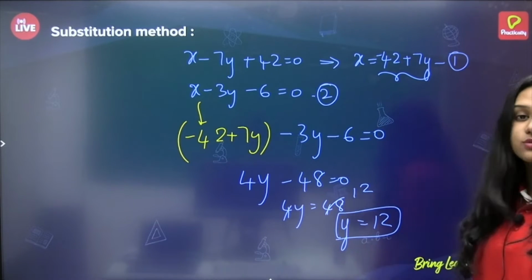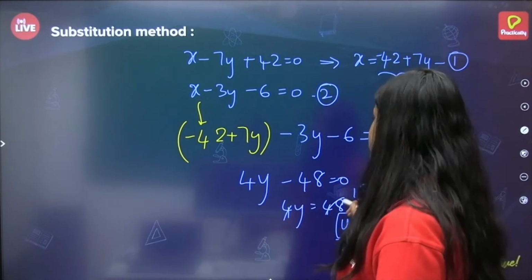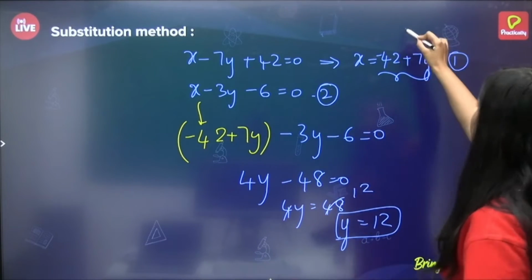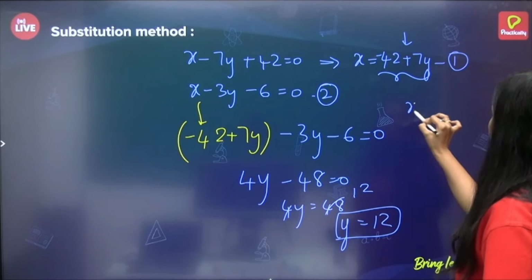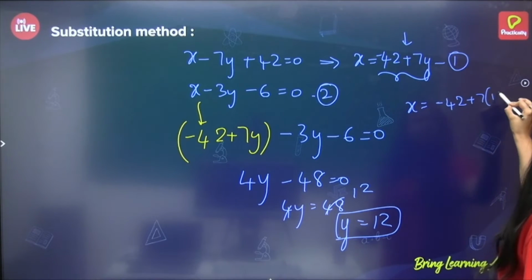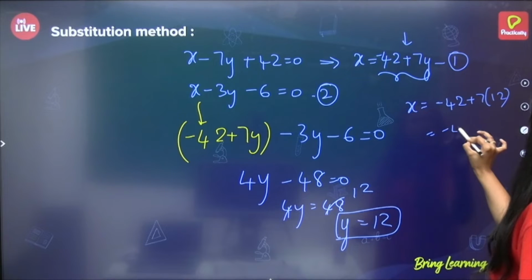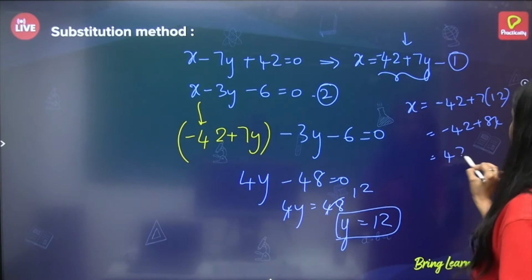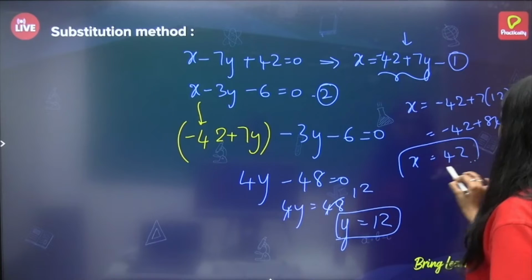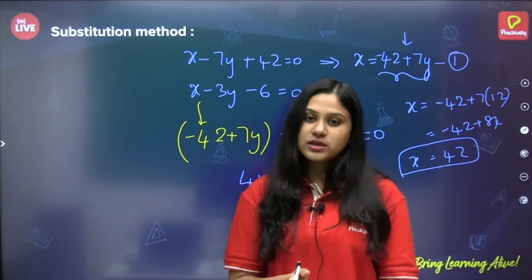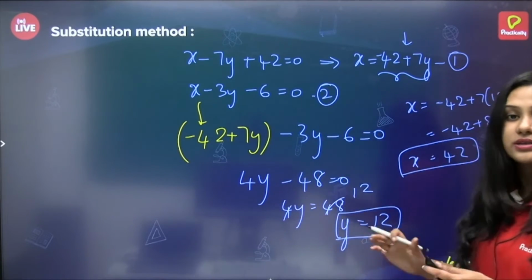Now, to get the x value, what do we have to do? Just substitute this y is equal to 12 in any of the given equations. Let me substitute in this, okay? So, x is equal to minus 42 plus 7 of 12. So, this is minus 42 plus 84. So, what is this? 42. Now, I got y equals 12 and x is equal to 42. And what is this method? Substitution method. I hope the substitution method is clear.